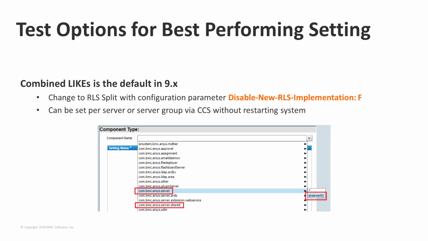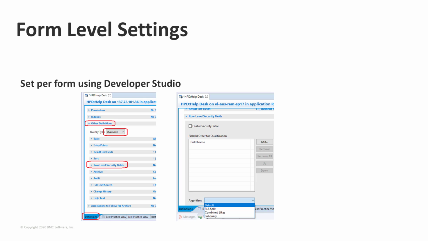If you don't want to change this setting for the whole server, you can do so for an individual form. Open the form using Developer Studio and select the Definitions tab. Expand the Other Definitions section and, if this is an out-of-the-box form, set the overlay type to Overwrite, and then expand the row-level security fields. Select from the Algorithm menu to choose between the different options.